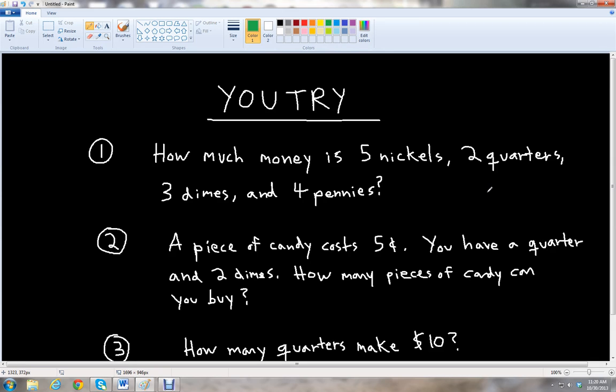Okay, let's go over the answers to the problems. So the first problem says how much money is 5 nickels, 2 quarters, 3 dimes, and 4 pennies. So with 5 nickels, we count by 5s: 5, 10, 15, 20, 25. So we have 25 cents.